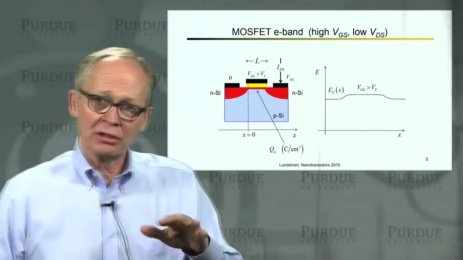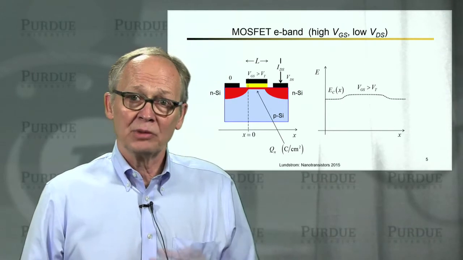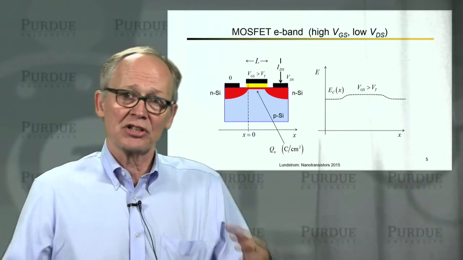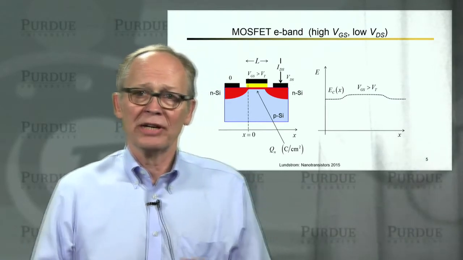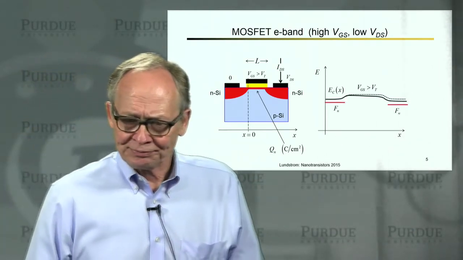And that's the charge that's going to flow and give me the current. Now you might ask, where did that charge come from? Well, it came from the source and maybe the drain. When we pushed the barrier down, the charge hopped in from the source and the drain and fills up the channel. That's where it comes from.